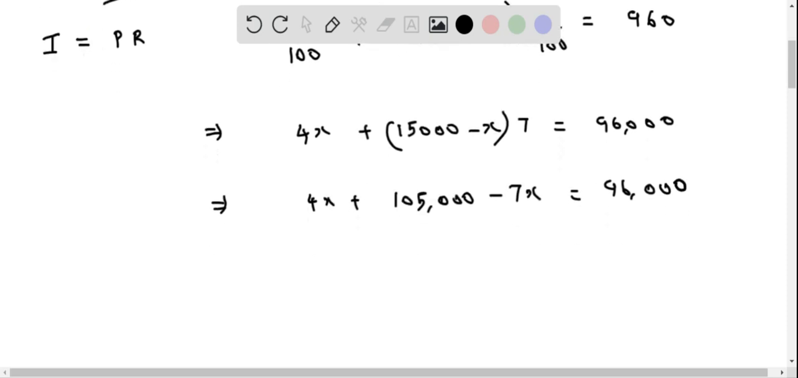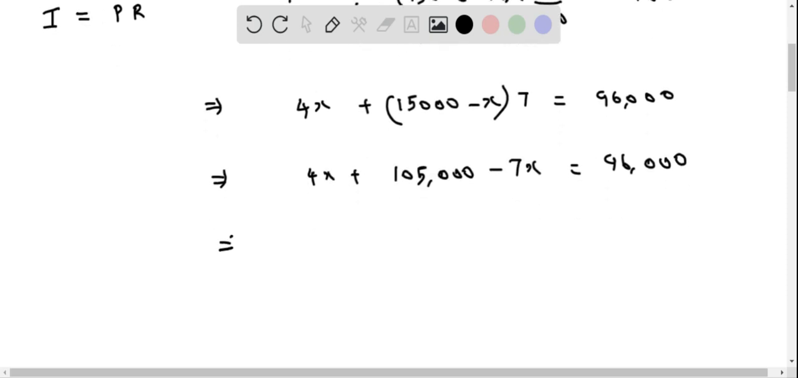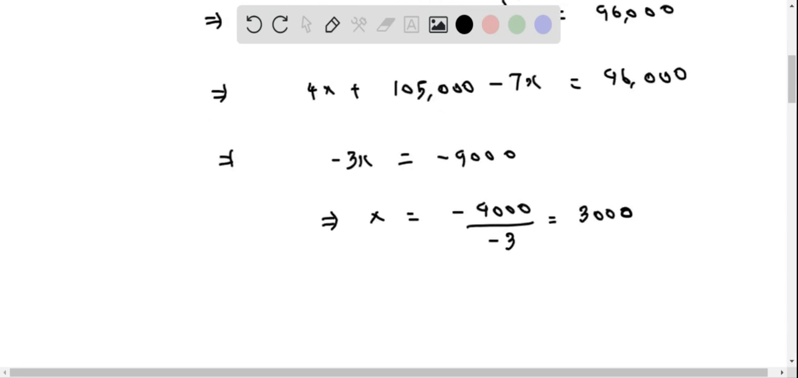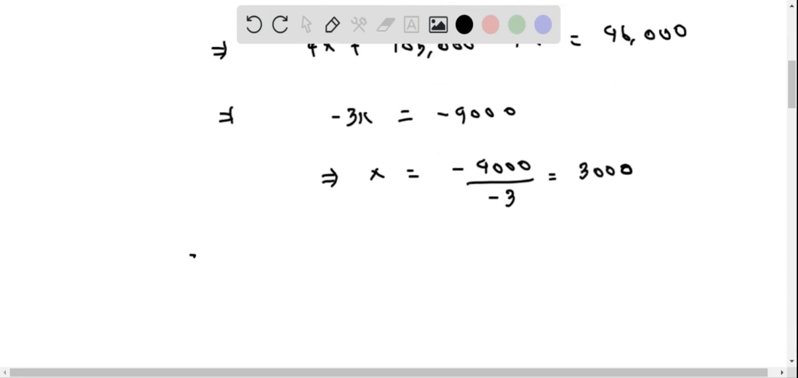Now I can combine the 4x and negative 7x. When I do that, I get 4x minus 7x is negative 3x. And I also subtract 105,000 from both sides, which means 96,000 minus 105,000. This basically reduces to negative 9,000. Now I divide both sides by negative 3. So I get the value of x equal to minus 9,000 divided by minus 3. This gives 3,000, which means the amount of money invested in bonds is $3,000.